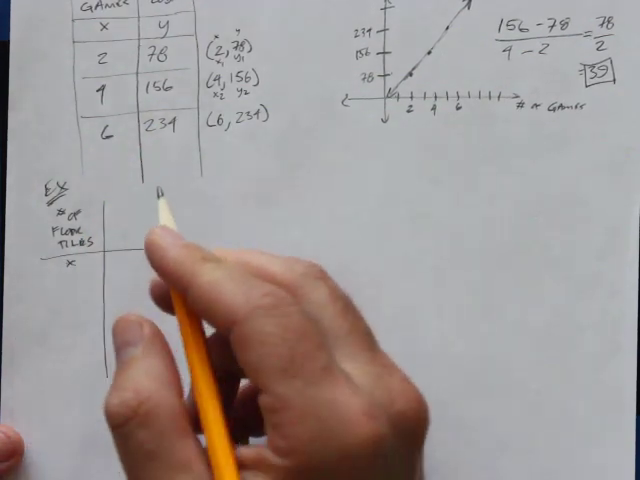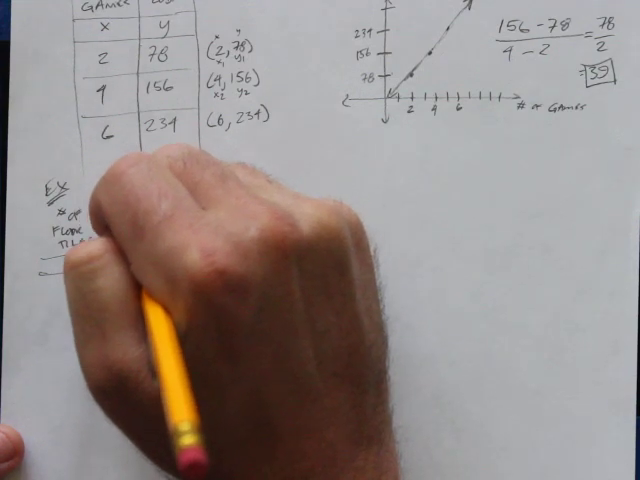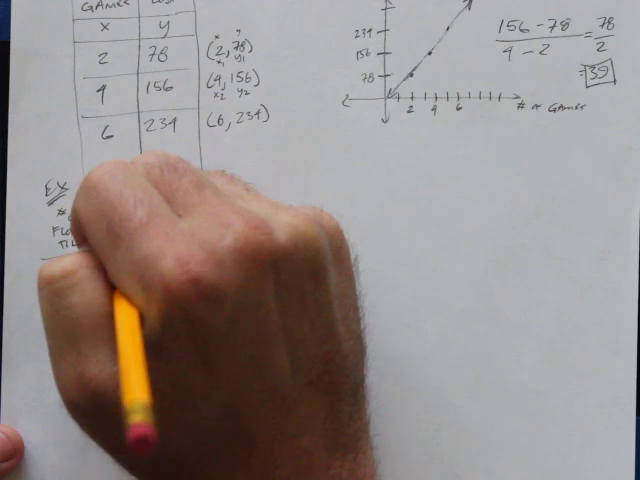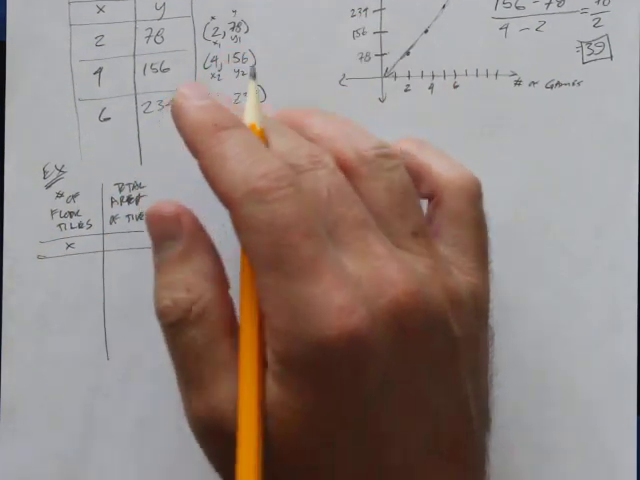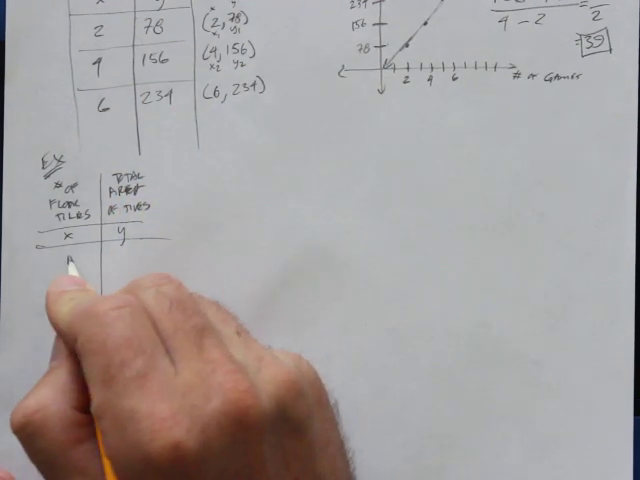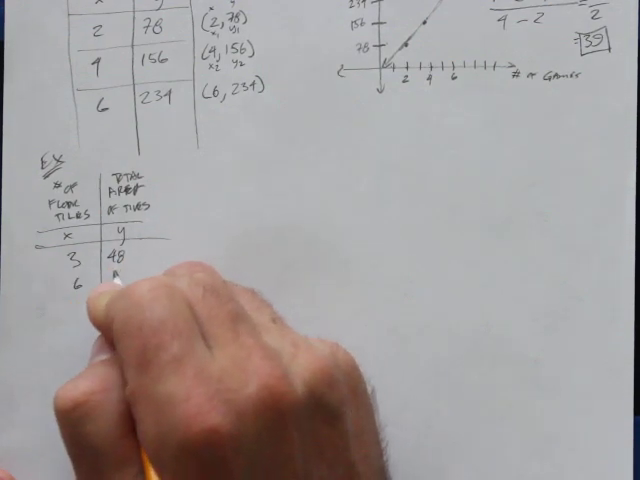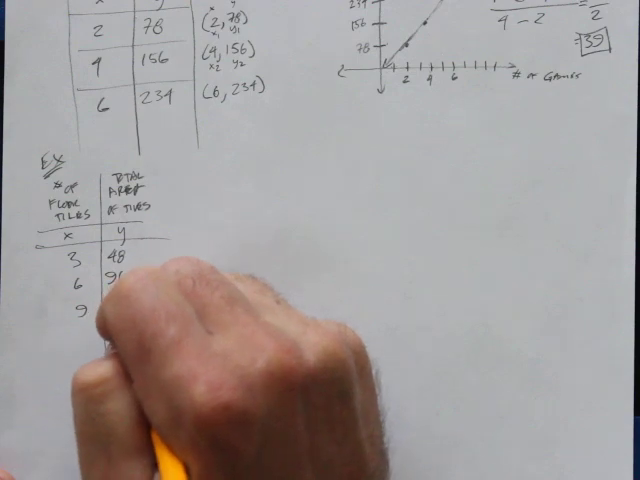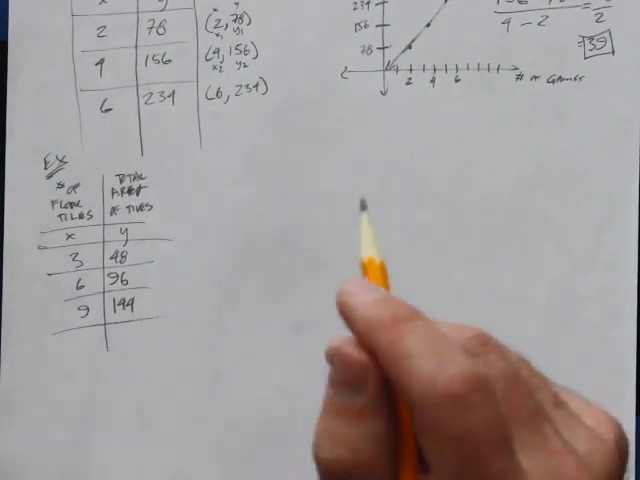We're going to call that X. And the area of the tiles, or the total area. How much area do these tiles make up? And we're going to call that Y. So for 3 tiles, we've got 48. For 6 tiles, we've got 96. And for 9 tiles, we've got 144 is our area.